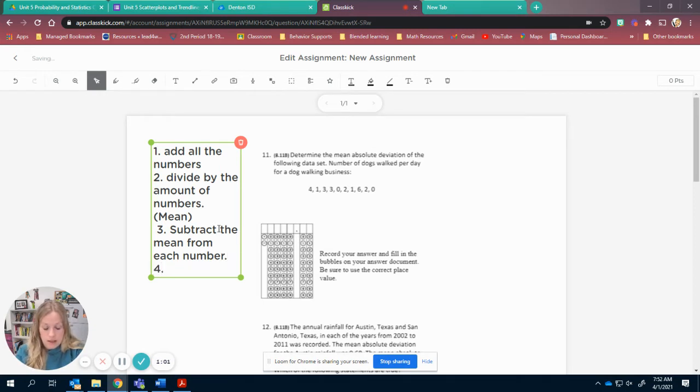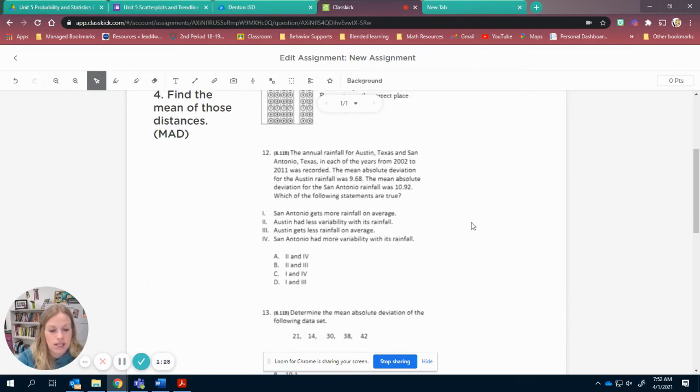Then you find the mean of those distances, because when you subtract, that's the distance from the mean. You find the mean of those distances, and that is the mean absolute deviation. So for this one, you should have gotten 1.44.